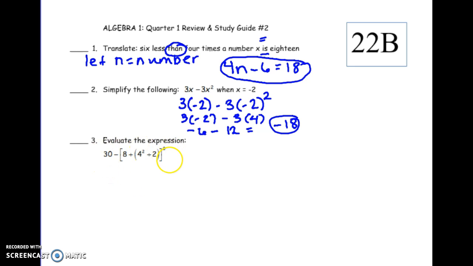Okay, I'm going to evaluate the expression, and I look at this and I notice, oh, it's to the 0 power. I should immediately recognize the fact that anything to the 0 power is equal to 1. So this means this is 30 minus 1, which is 29.